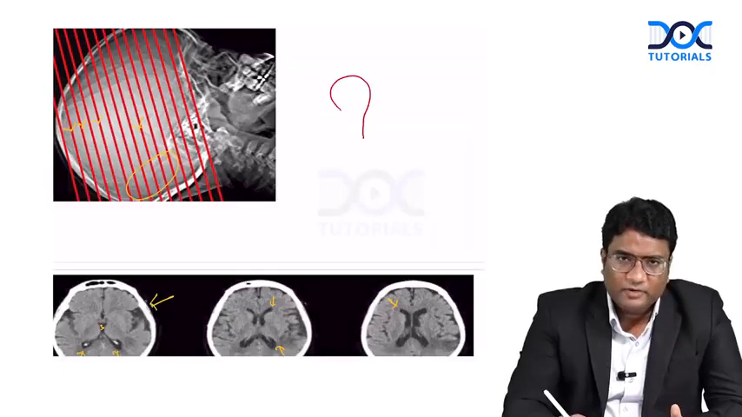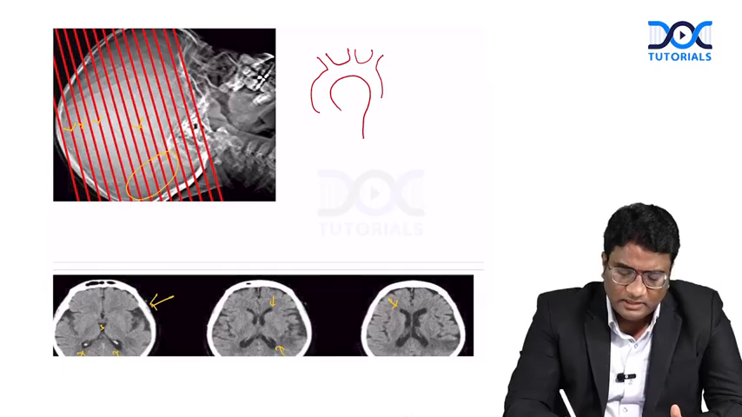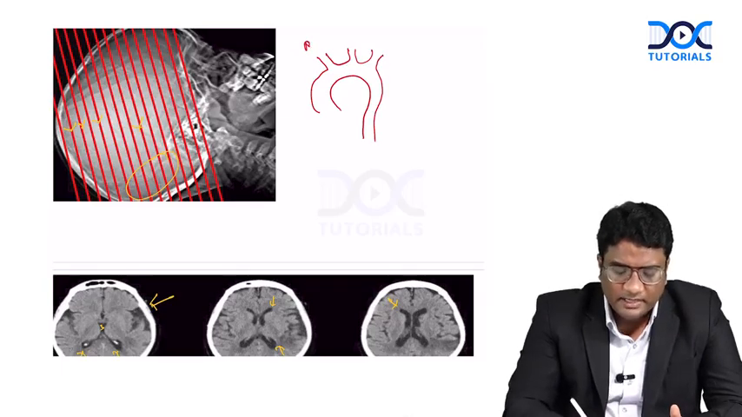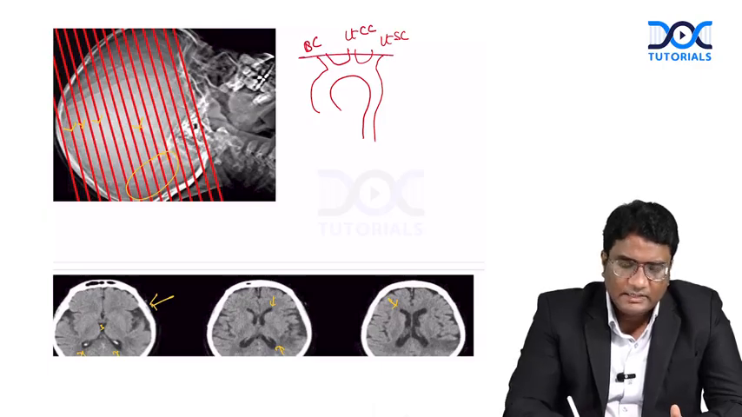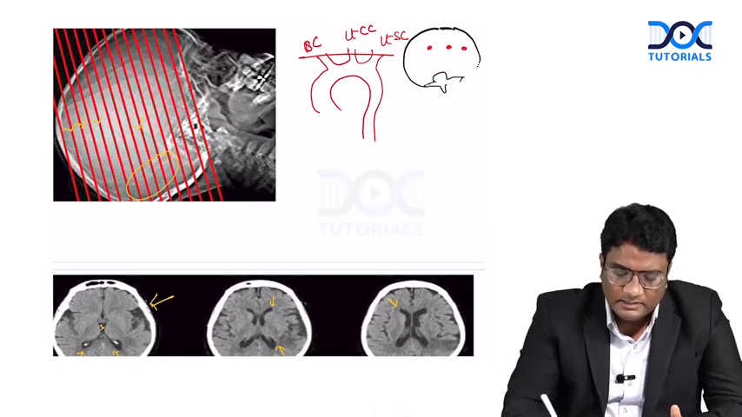Imagine this is the arch of aorta. This is the ascending arch and the descending aorta. You have the three vessels from the arch of aorta: the brachiocephalic artery, left common carotid, left subclavian. If I take a section here, I will only see these three vessels on the CT scan. So imagine I'm doing the CT scan. This is the vertebra and the sternum, right? I will see these three vessels.